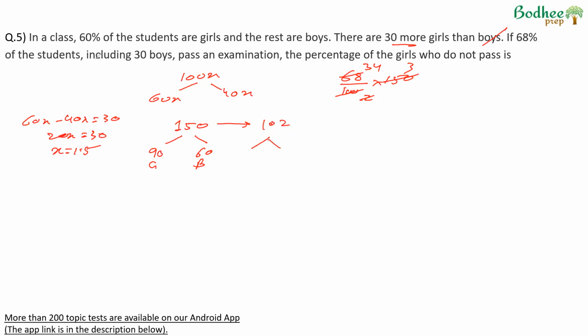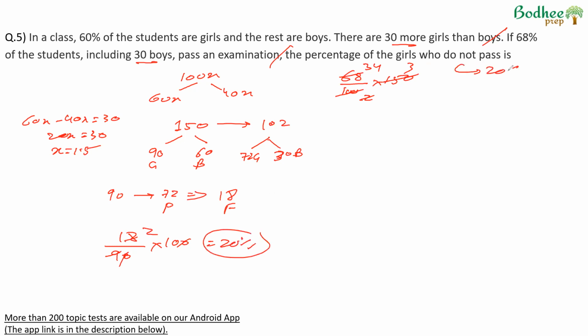Out of these 102 students, 30 boys are there. And therefore, 72 girls would have passed the examination. 102 minus 30 is 72. The percentage of girls who did not pass the examination: out of 90 girls, 72 passed. Therefore, 90 minus 72, 18 failed. And therefore, what percent of girls failed? 18 out of 90 girls failed. 9 twos are 18. Therefore, 20% of the girls failed the examination. And that is the answer.